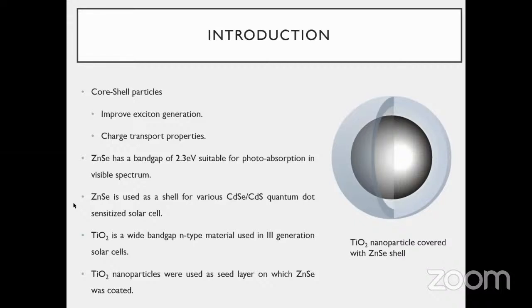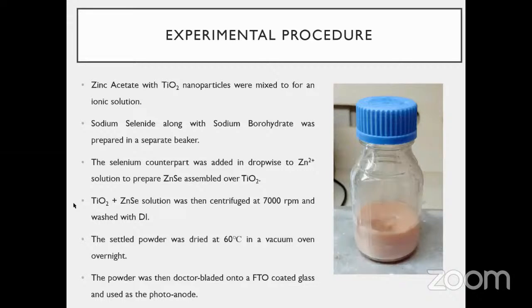TiO2 is a wide bandgap material, and it is mostly used in all third generation solar cells as the anode material. Here we used TiO2 nanoparticles as a seed layer, on which we coated zinc selenide. First, I'll go through how we made the zinc selenide TiO2 core-shell particles.